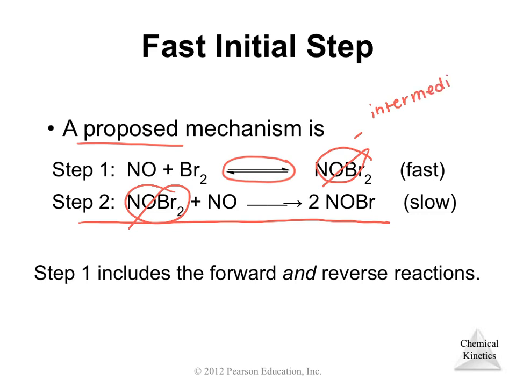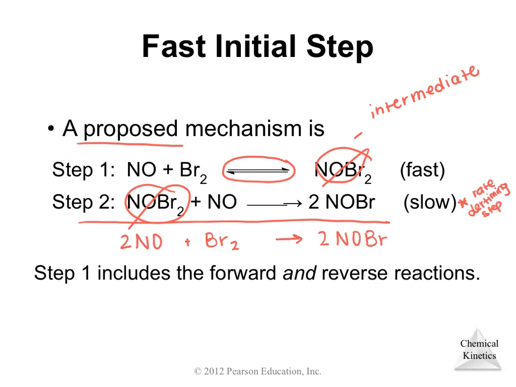We form it in the first reaction. We get rid of it in the second reaction. So we're left with 2 NOs, Br2, and then 2 of the NOBrs, which is what our original equation was. Now we notice here the slow step comes second. So this is the rate determining step.